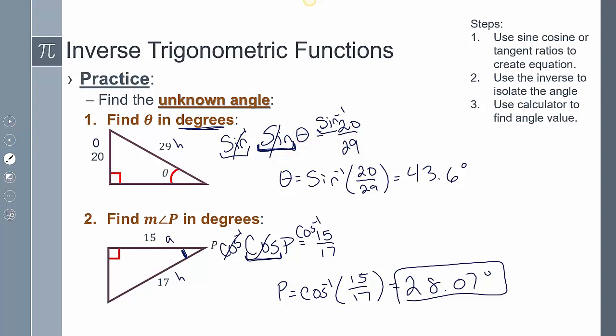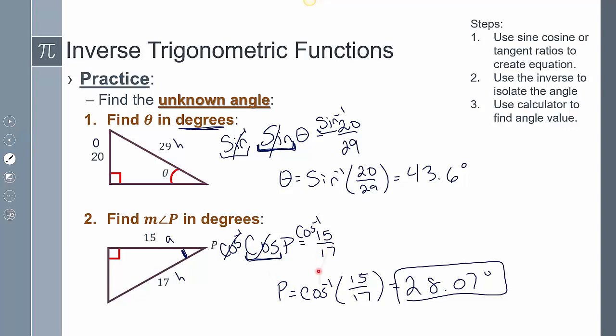Then step 2, I used the inverse to isolate the angle, and so that's why I did the inverse to both sides. Then once I had this statement, I entered it into my calculator and I found the angle, which was step 3. Replaying that for the next one, I established the relationship, cosine of P equals adjacent over hypotenuse. Then step 2, I took the inverse to isolate it, so cosine inverse and cosine cancel out. That's how I was left with P.